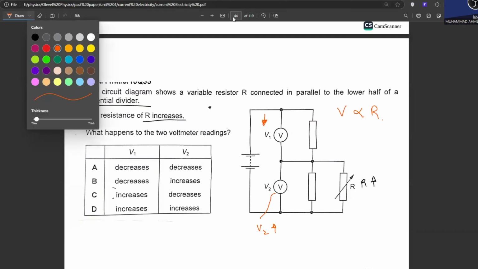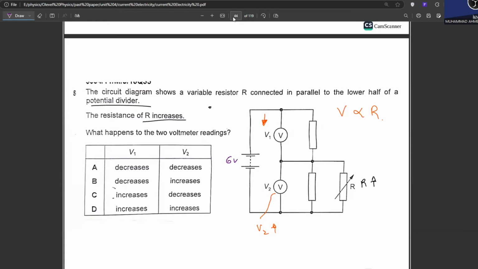Obviously, this seems quite counterintuitive at first glance, so I will give you a numerical example here. Let's say the battery is 6 volts initially. Initially, this was getting 3 volts and this was also getting 3 volts. Now the resistance of R increases. This 3 volts changes to 4 volts. Will this remain 3 volts? No, this cannot remain 3 volts because if you add up the voltages now, it will be equal to 7 volts. Hence, this will drop down to what? 2 volts. So V2 increases, V1 decreases. B is your answer.